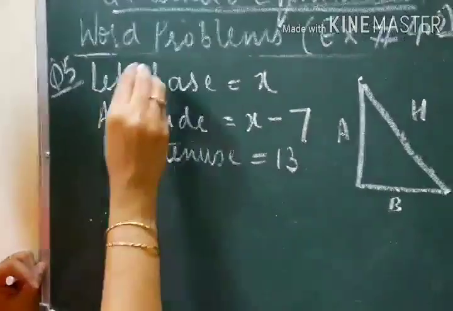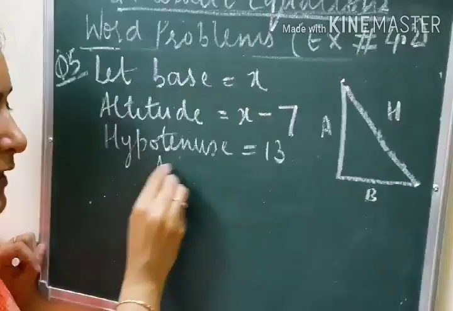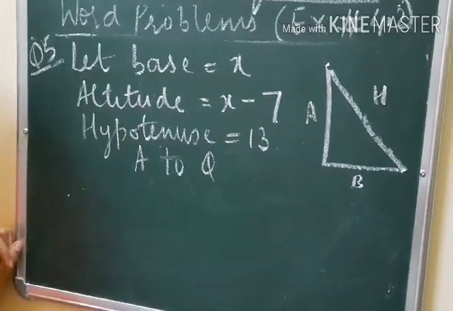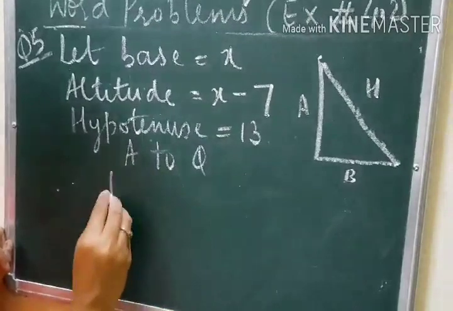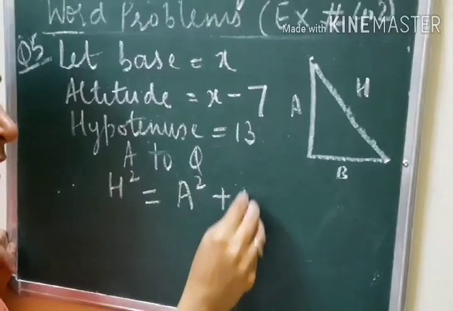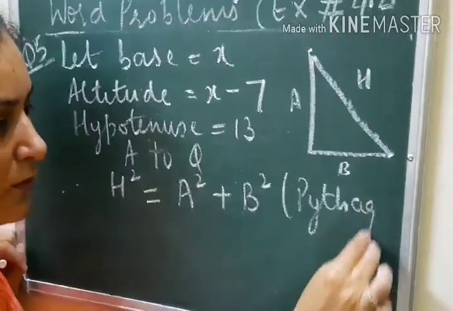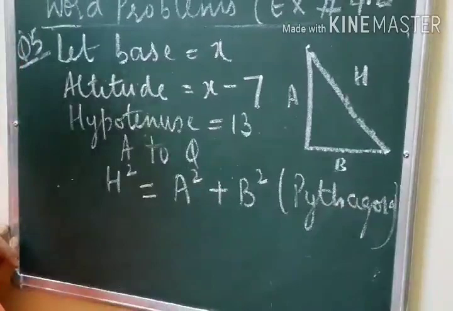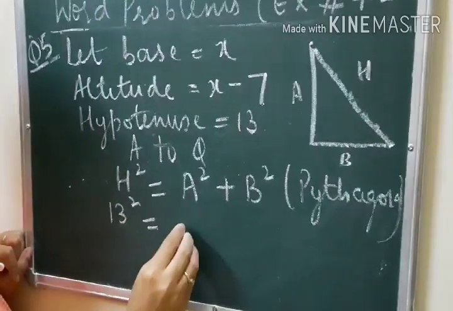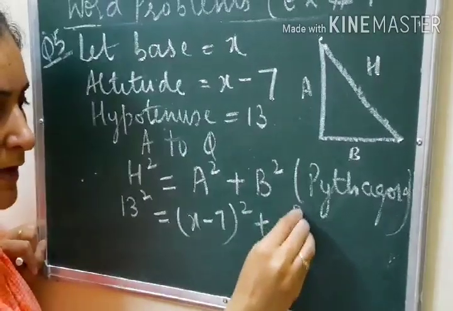Now what do you know about base, altitude and hypotenuse of a right triangle? We have done in our junior classes. Whenever right triangle is talked about, we use Pythagoras theorem. That is hypotenuse square is equal to altitude square plus base square. So we just put the values. 13 square is equal to x minus 7 whole square plus x square.